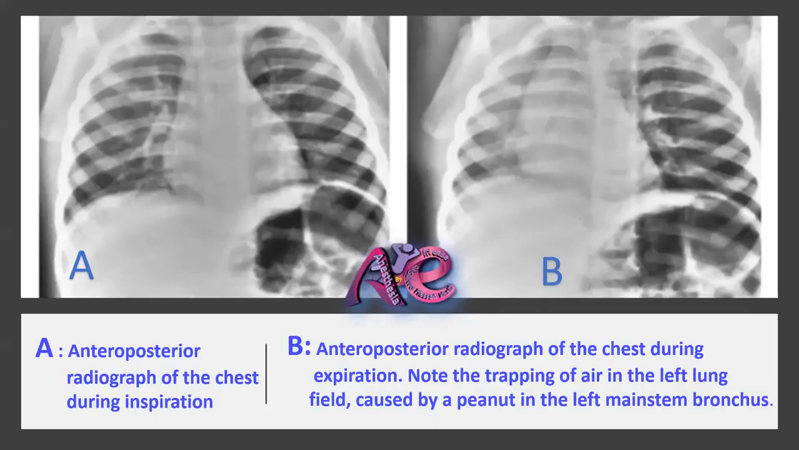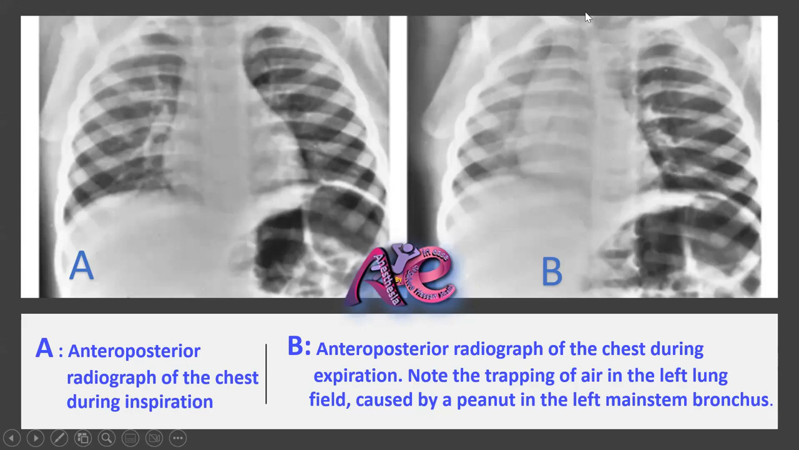As we can see here, A is an anteroposterior radiograph of the chest during inspiration. There is a difference in translucence in both sides, especially in the base. But during exhalation, as we can see, this side deflated, but in the left lung there is air trapping and hyperlucency, and there is emphysema.